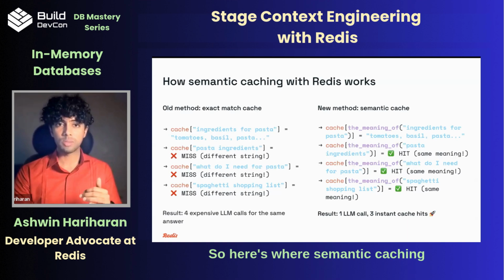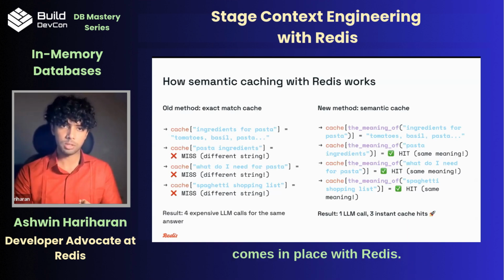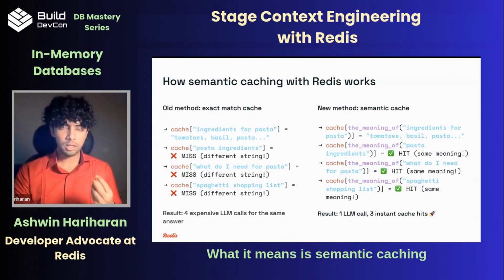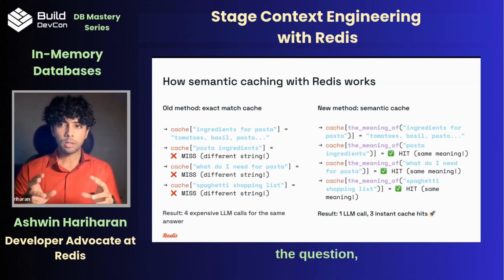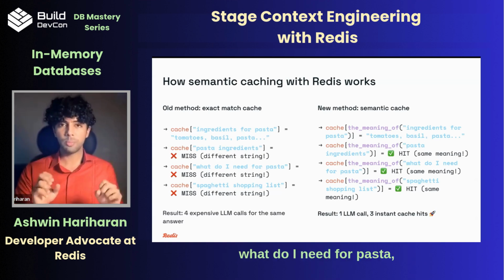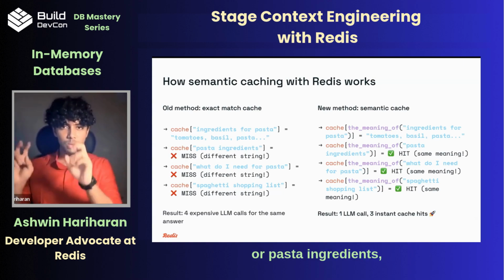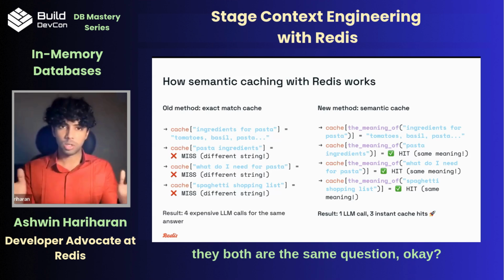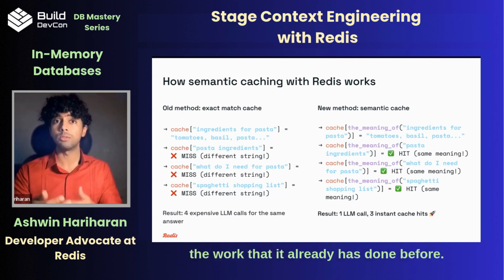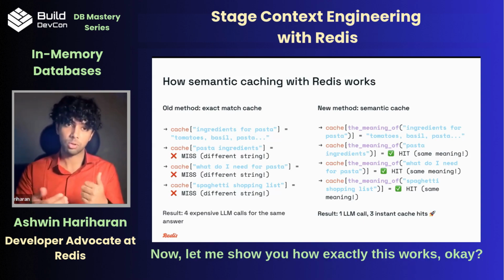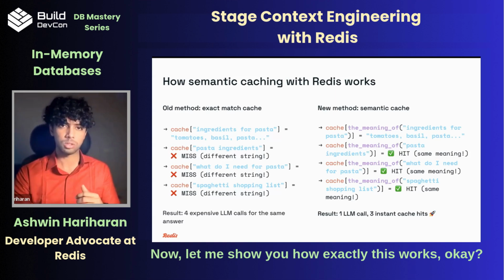So here's where semantic caching comes into play with Redis. Semantic caching allows the agent to understand that the questions, what do I need for pasta and pasta ingredients, are both the same question. So it does not need to redo the work that it has already done before. Now, let me show you how exactly this works.